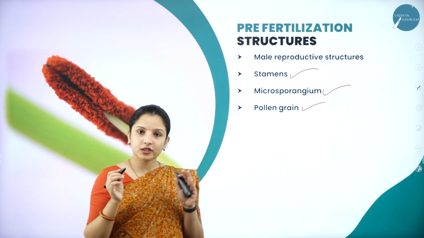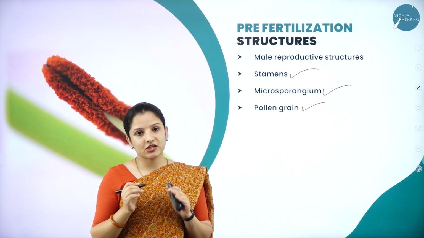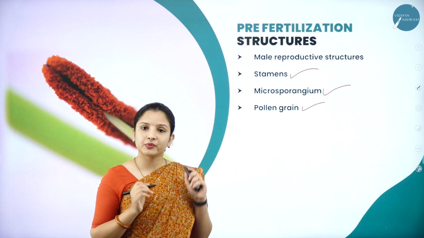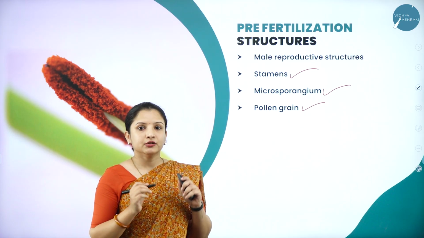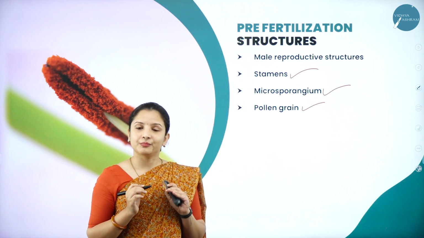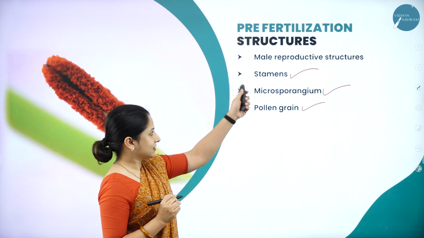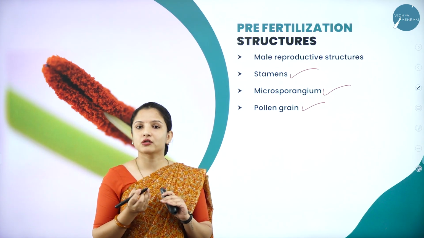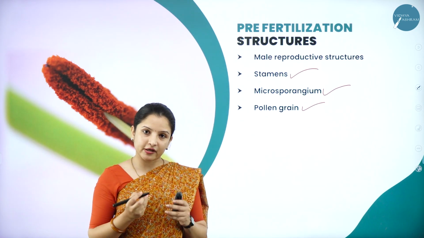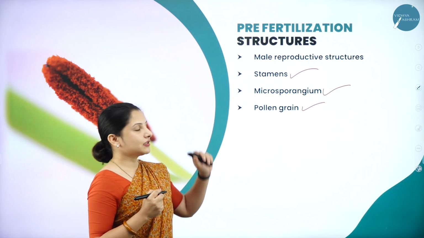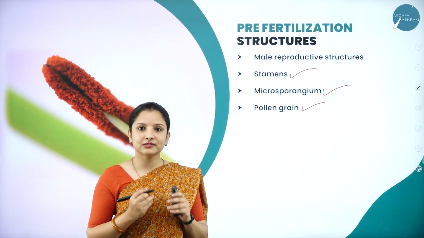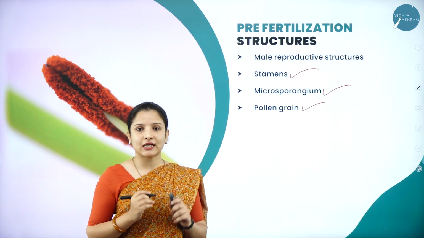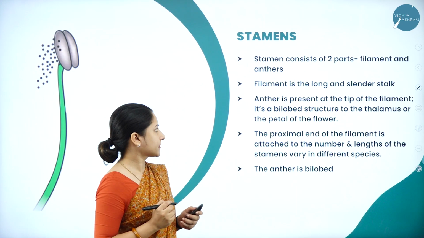So if the pre-fertilization events have to occur, all these structures have to be present in a flowering plant. Here we are concentrating on the male reproductive structure, which is the stamen. Inside the stamen, when you take a transverse section, you will find the microsporangium, and inside the microsporangium in the pollen sac, you will find the pollen grains. Each of these structures we'll start studying in detail.